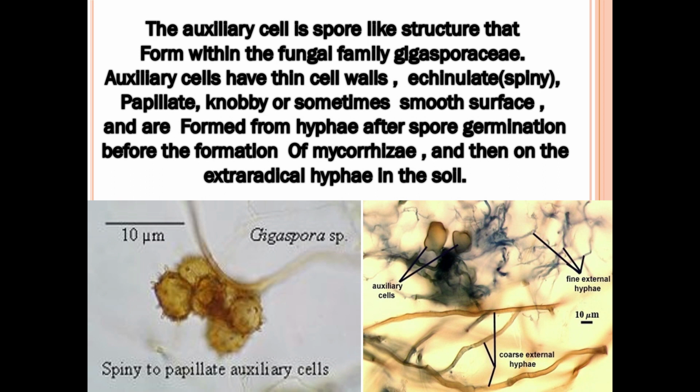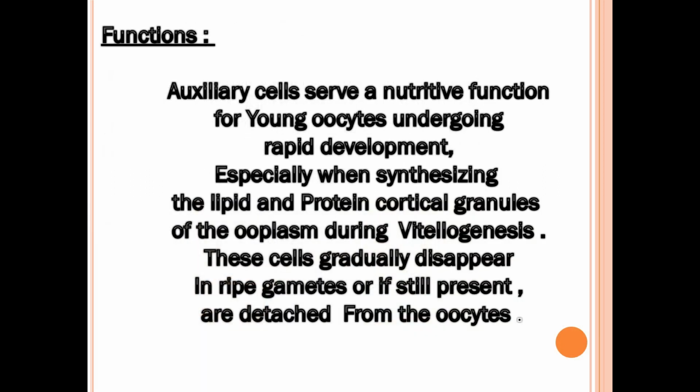Next is the functions of axillary cells. The axillary cells serve a nutritive function for the young oocytes undergoing rapid development, especially when synthesizing the lipid and the protein cortical granules of the ooplasm during vitellogenesis. These cells gradually disappear in the ripe gametes, or if still present, are detached from the oocytes.